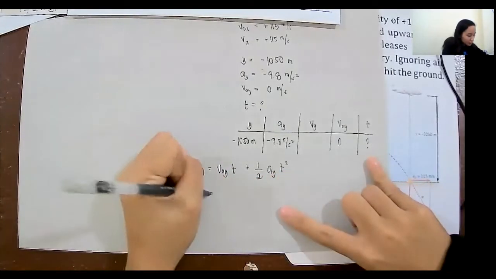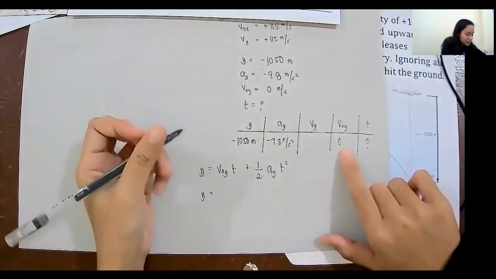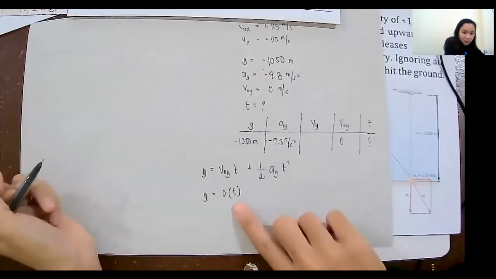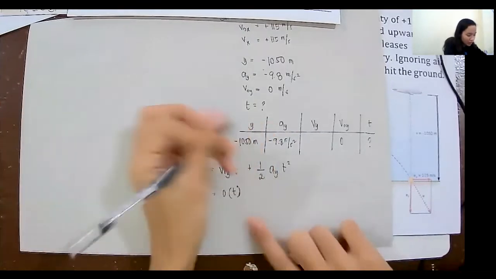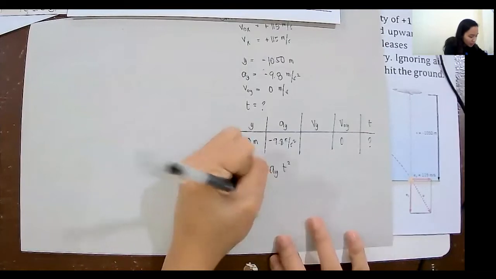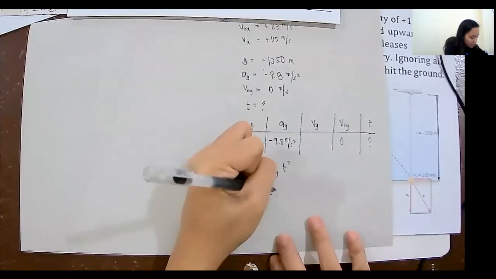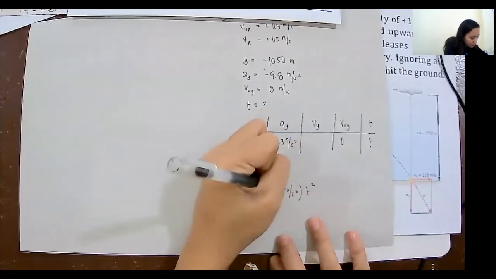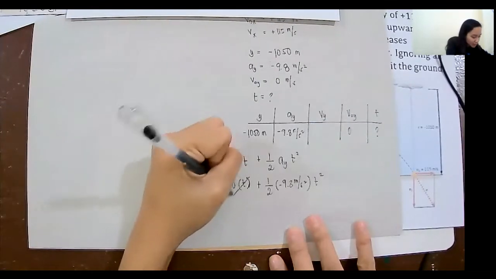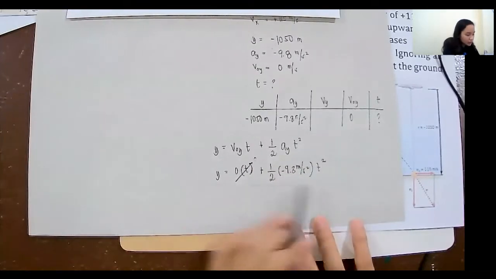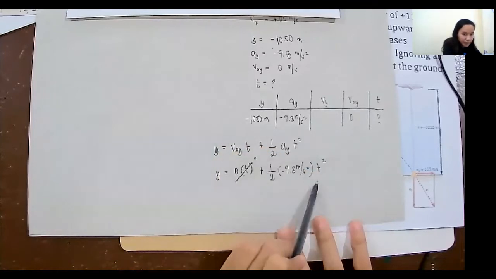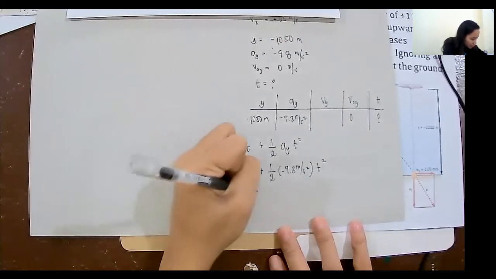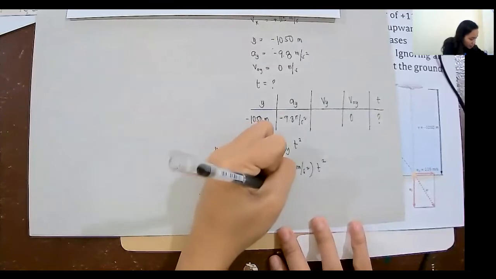So what I will do, i-plug in ko muna yung values. Okay, so here 0 times time. Since wala pa yung time natin, hindi pa given yung time natin, I'll have it as letter T plus 1/2, and then your ay, that's negative 9.8 meter per second squared times time. Okay? So, ano mangyayari dito? 0 times time, this becomes 0. So, yung itra-transpose na lang natin is this equation na maiwan. So I have here negative 1,050 meters is equal to 1/2 negative 9.8 meter per second squared times t squared.